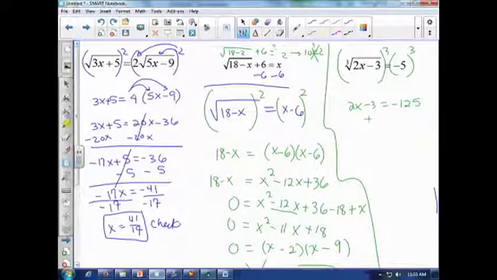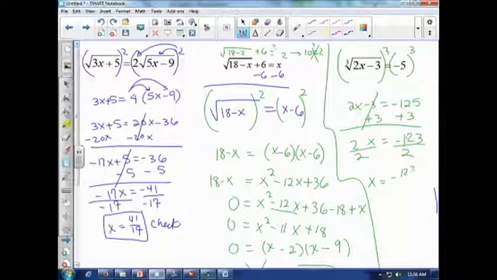And then add 3 to both sides. So you get 2x equals negative 123. Divide by 2. I think I'm writing faster than it takes it. So that's negative 123 over 2. And that would be the solution. No need to check for extraneous solutions.